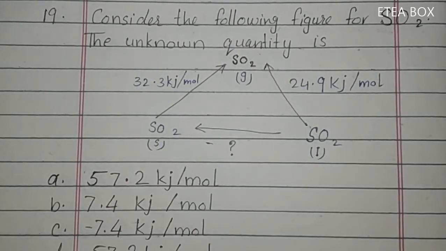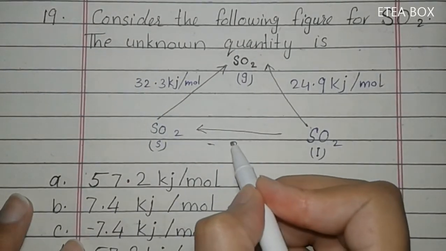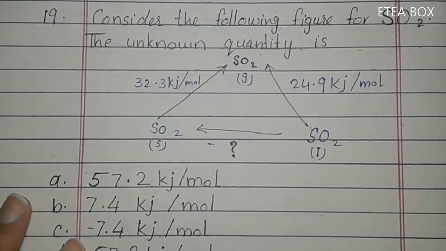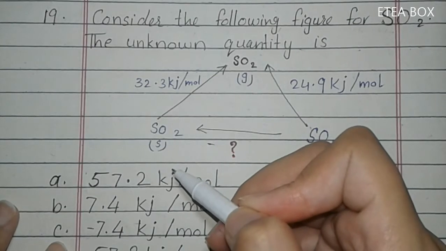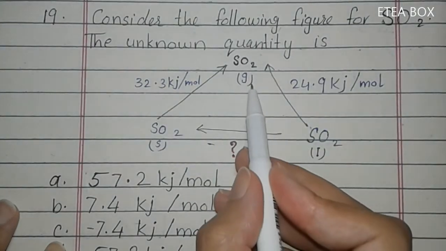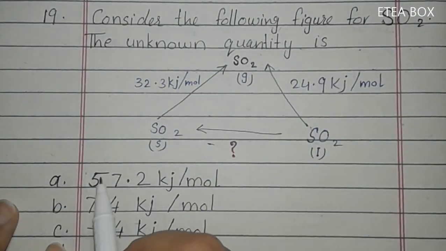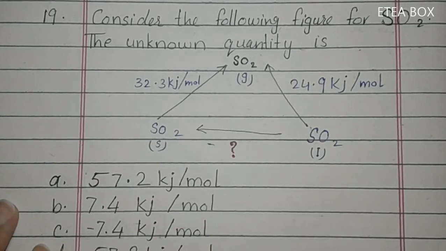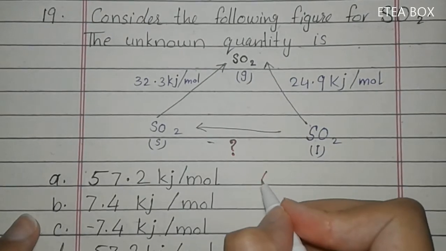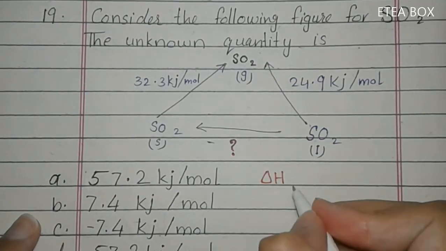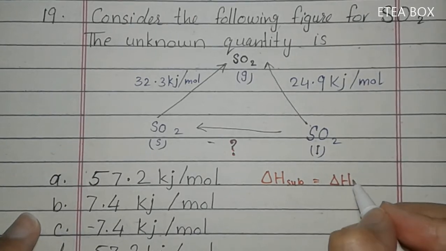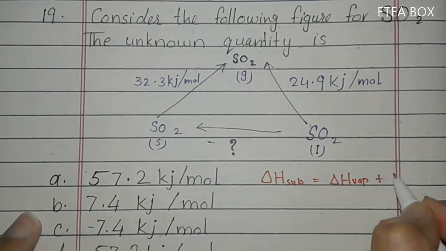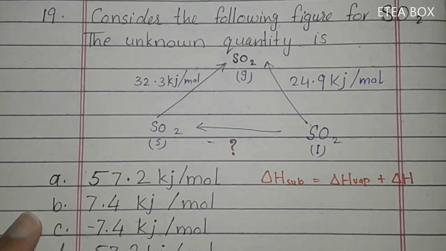The unknown quantity is, now look here, we have to find this one, enthalpy. Look, solid to gaseous means this is sublimation. Liquid to gas means this one is evaporation. And from liquid to solid means this is solidification. Now the formula is: enthalpy of sublimation is equal to enthalpy of vaporization plus enthalpy of what?